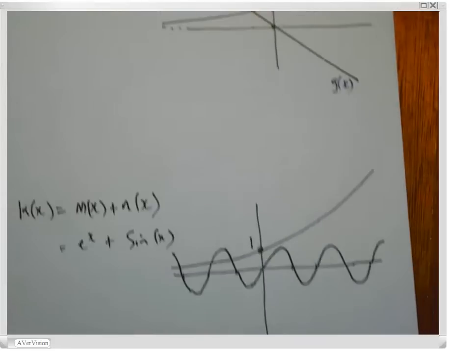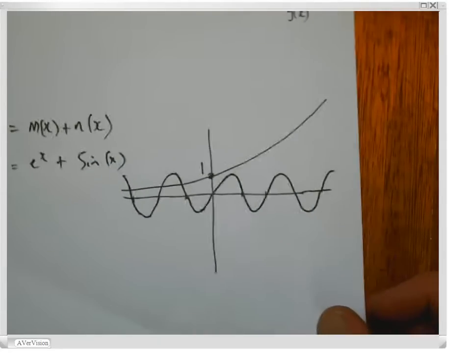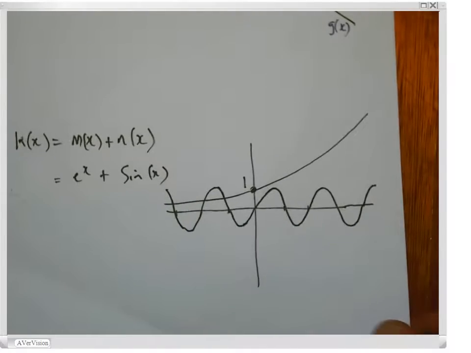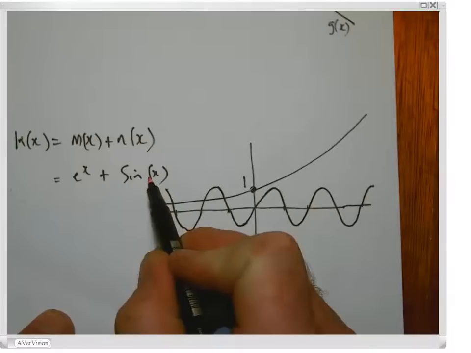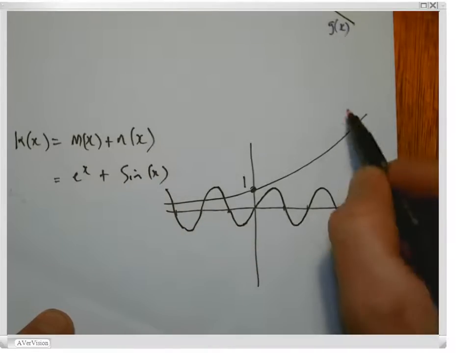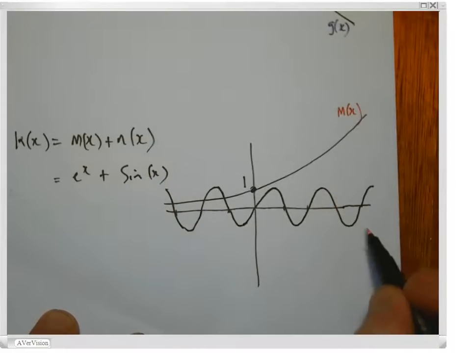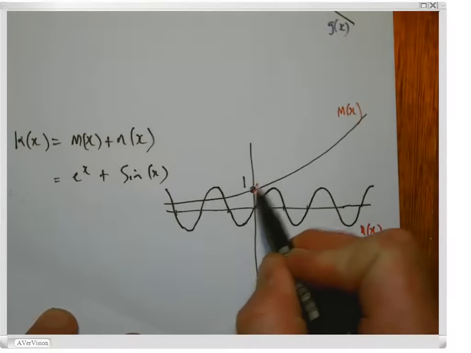The last example I'm going to do in the second example is the addition of an exponential and a trigonometric function. So k of x is m of x plus n of x. m of x is e to the x plus sine of x. I've drawn both m of x and n of x, and I'm willing to add them together and call them k of x. Okay, 0 plus 1 is 1.